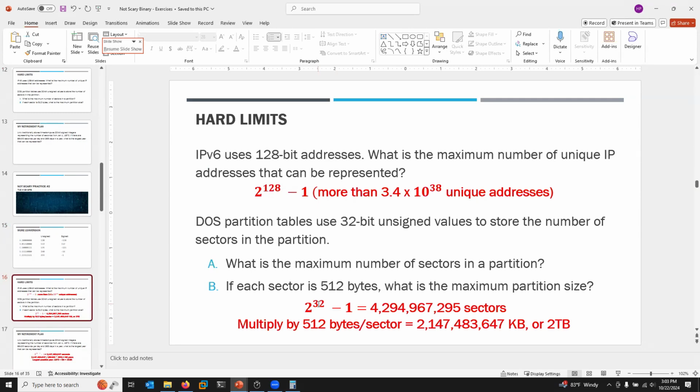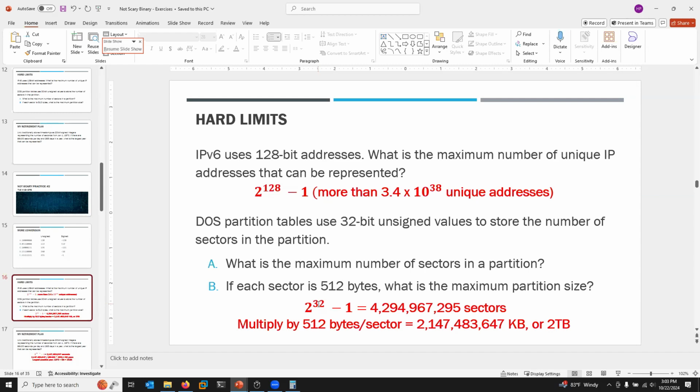All right, so IPv6 uses 128-bit addressing. That's a big number, right? The maximum number of unique IP addresses is going to be 2 to the 128th minus 1. I plug that into a calculator. I'm obviously not going to calculate that by hand. And the answer was something greater than 3.4 times 10 to the 38th unique addresses.